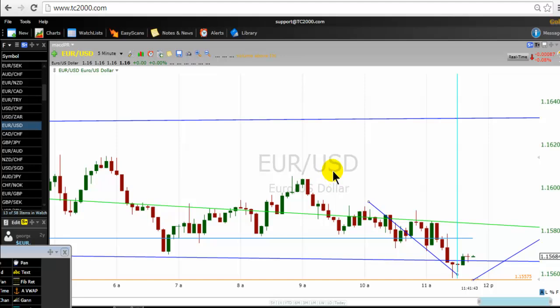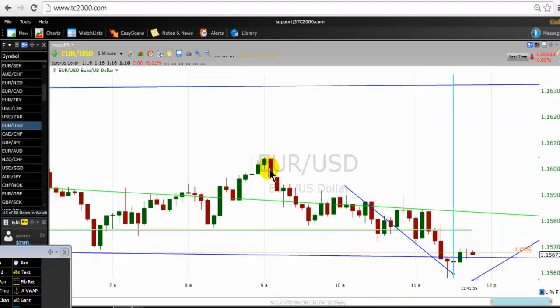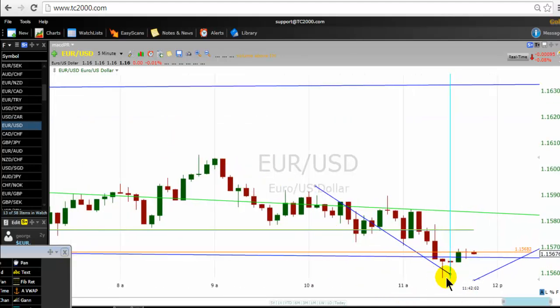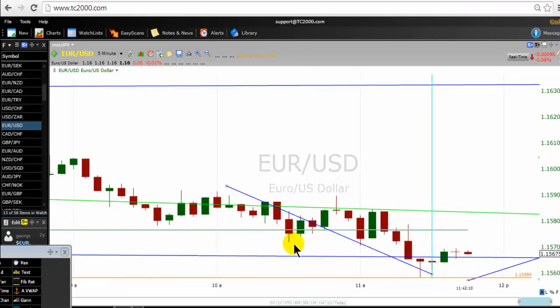Okay, traders. Just bought the Euro USD at 115.68. Right there, 115.68. As you can see, the prior retested. In fact, my line was here before. So the prior retested here on a 5-minute chart. You can see here, touch it.